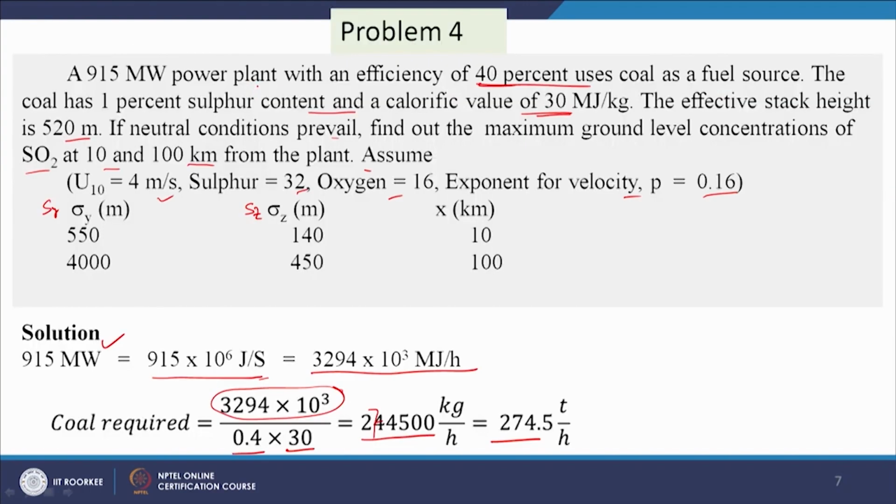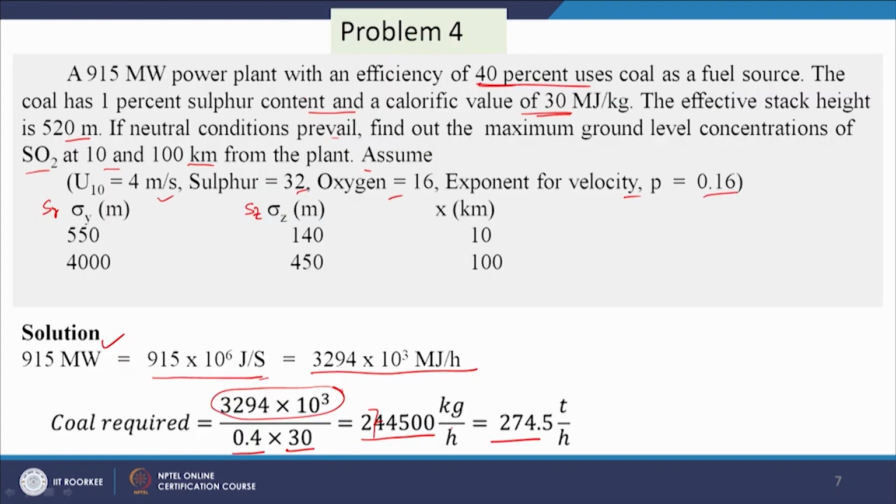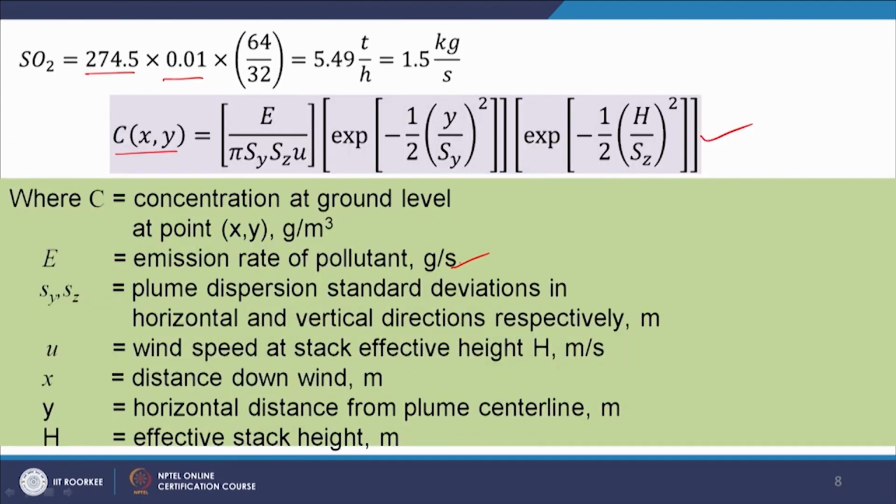So what we have got here is ton per hour. So we have to convert it into gram per second. So here we are getting this into this one. So this is the unit conversion. We had ton per hour, we are converting it into gram per second. And 1.5 kg per second we are getting.